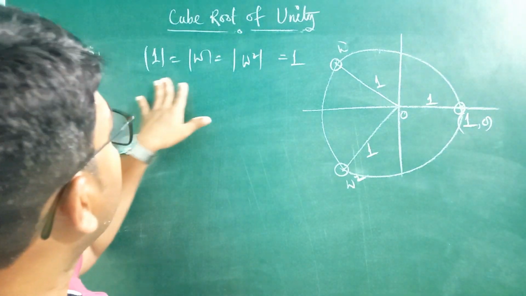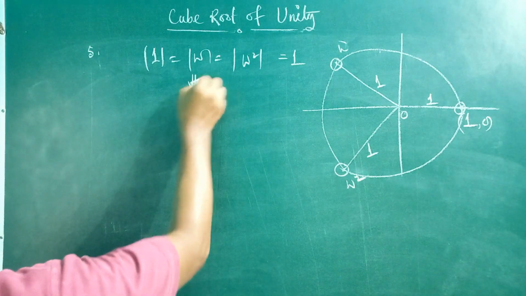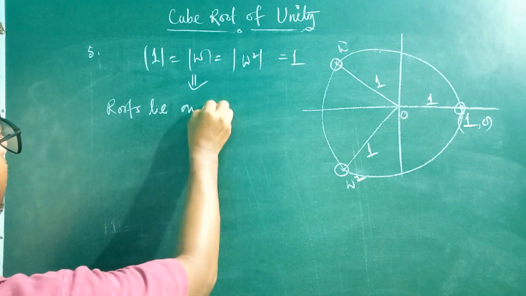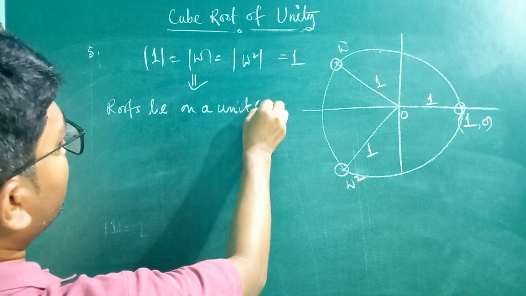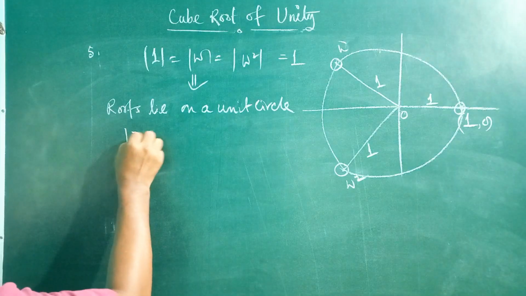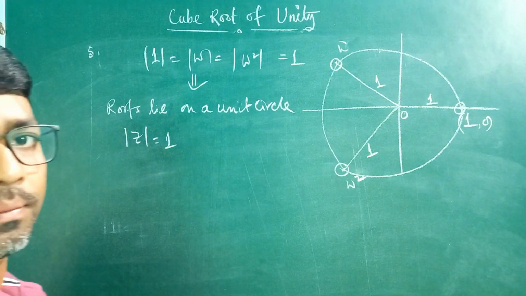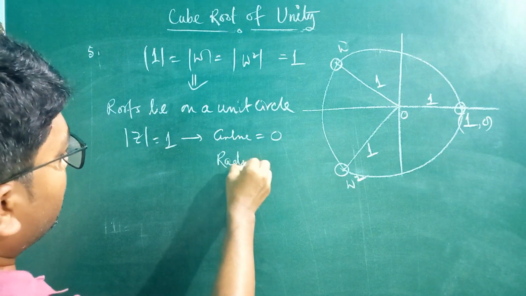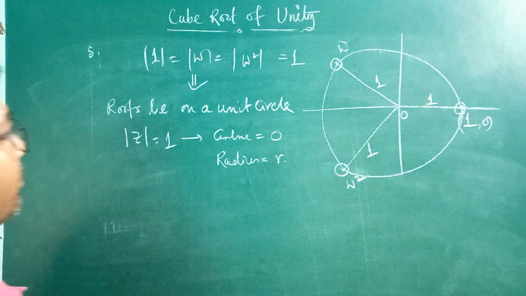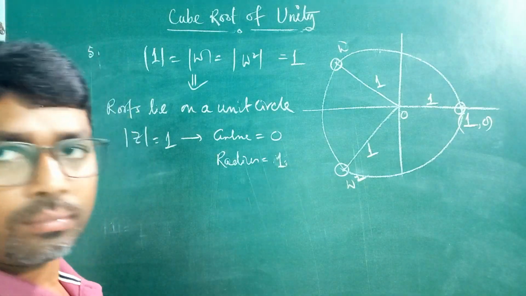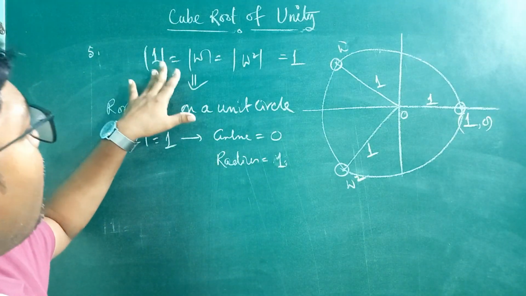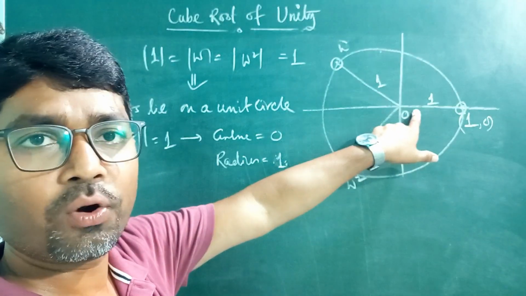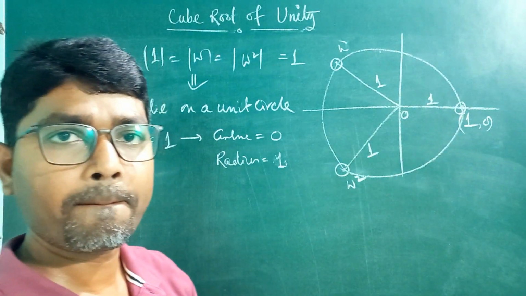So geometrically, this property means the roots lie on a unit circle, mod z equal to 1. Mod z equal to 1 means center 0 and radius equal to r, radius equal to 1. So that is, 1, omega and omega square lie on a circle whose center is at the origin and whose radius is 1. So clear to everyone?